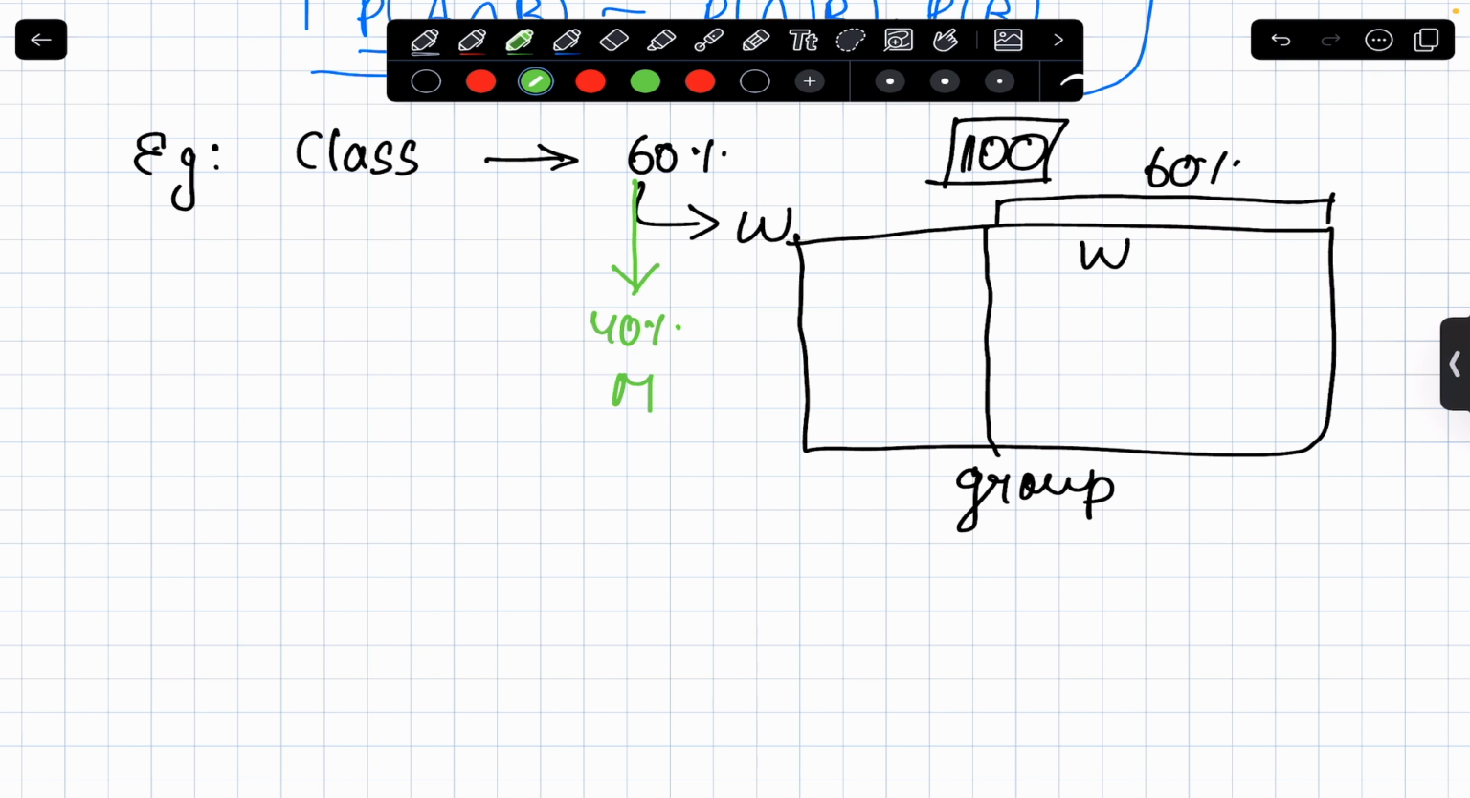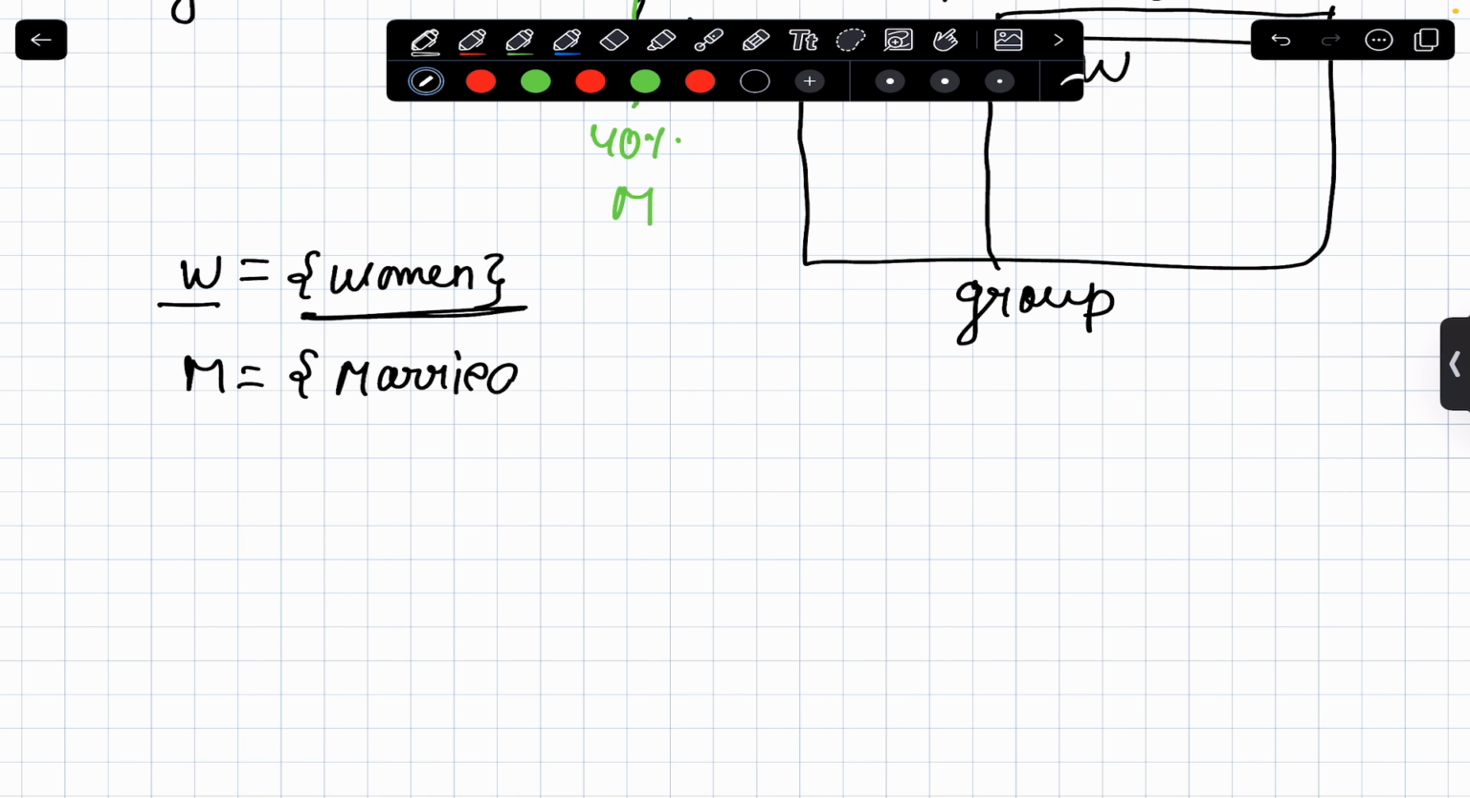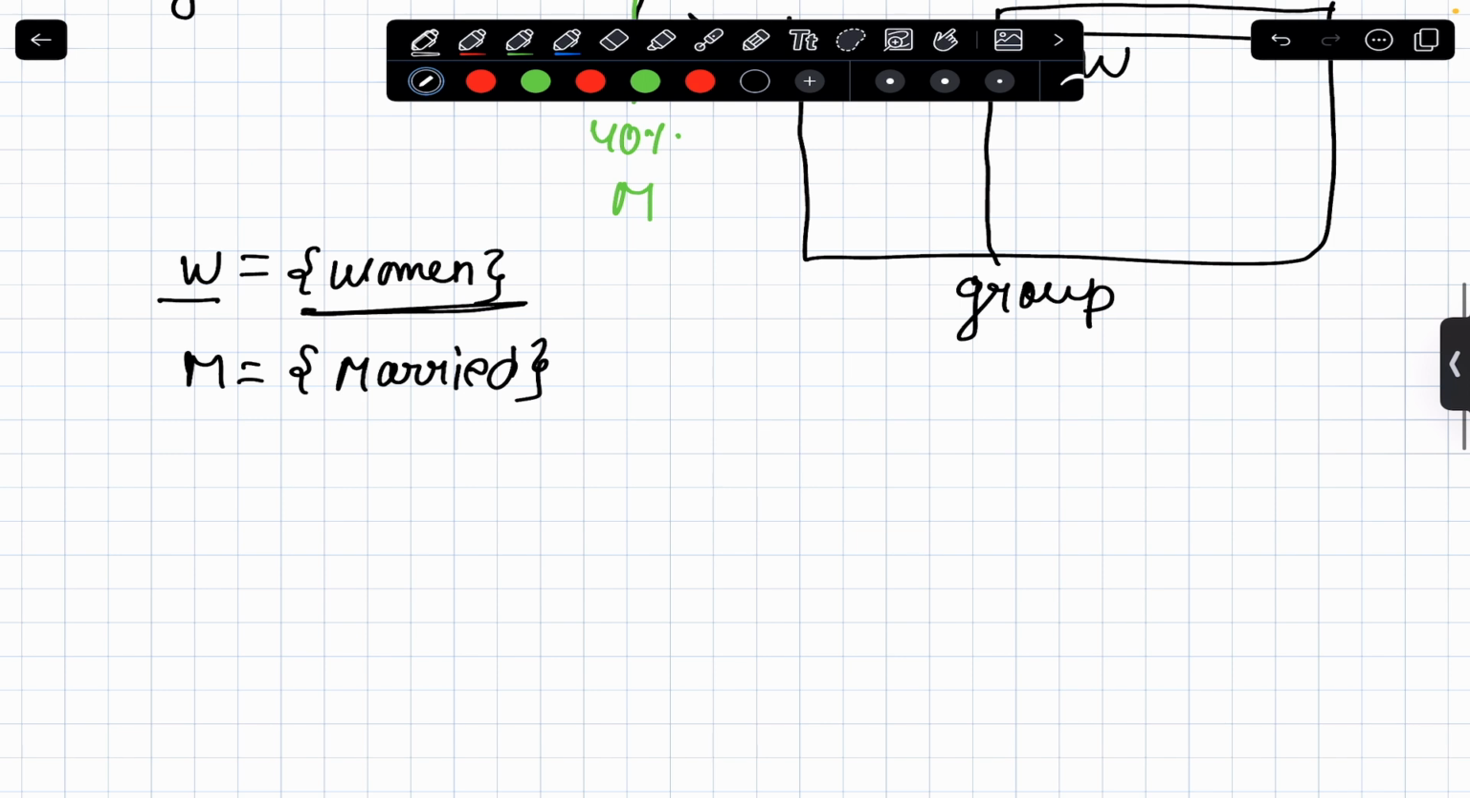Now we have a question: what is the probability that at any given point, if we pick someone, she is a woman who is married? How can we find this? Here our multiplication rule helps. Suppose that we have an event W, W for woman, where the event is that the person is a woman, and M for married, an event M which says that the woman is married.